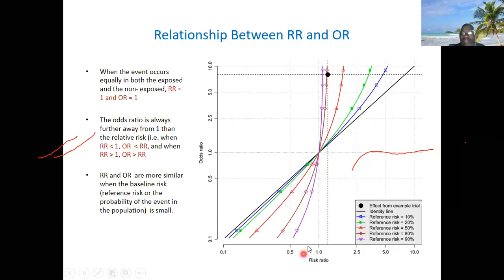When the risk is less than 1, look at it here now. You see that the odds ratio will be less than relative risk. Look at the relative risk 0.5. If you trace it to this green, it's less than 0.5.